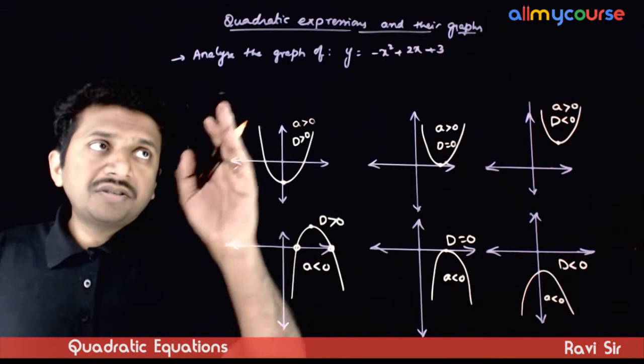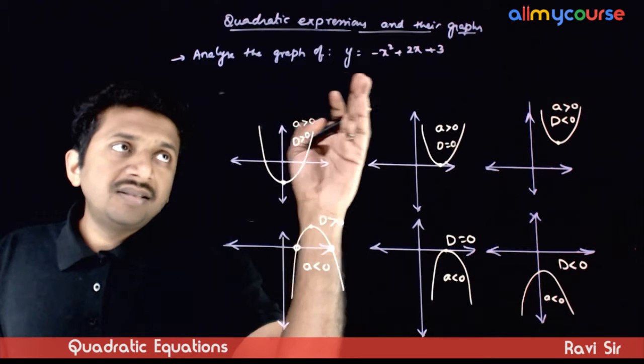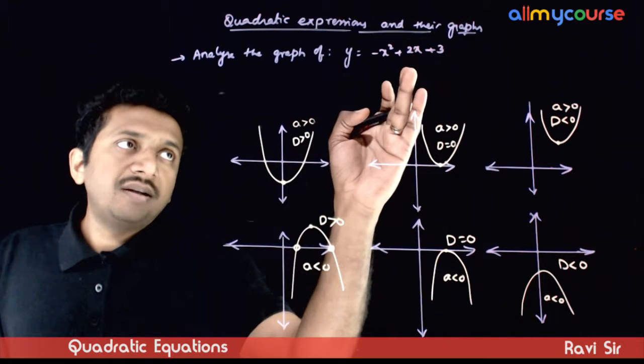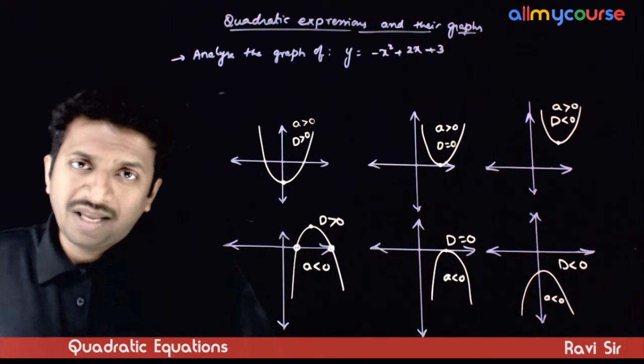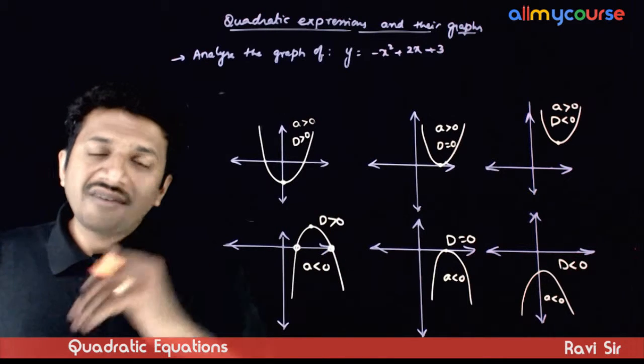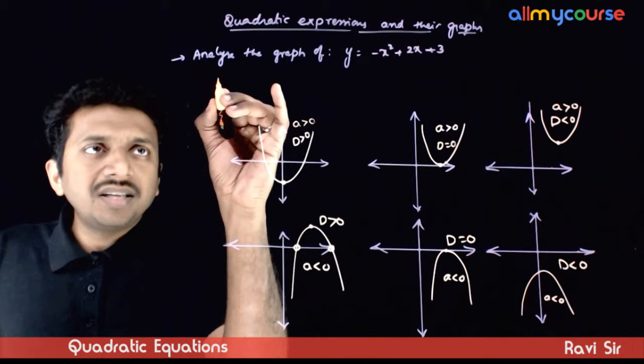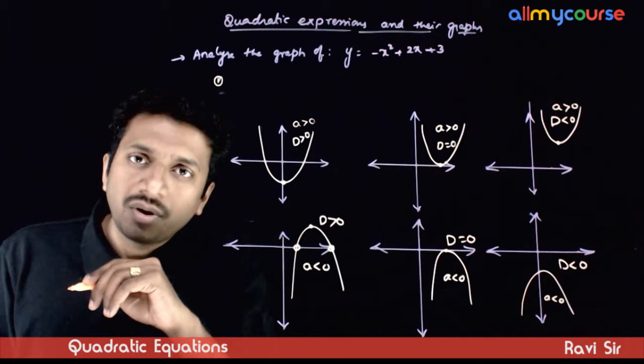Next, let us try to analyze the graph of y equals minus x squared plus 2x plus 3. So how does this graph look? In which case does this graph fall? Again, the first thing that you need to observe is the leading coefficient.